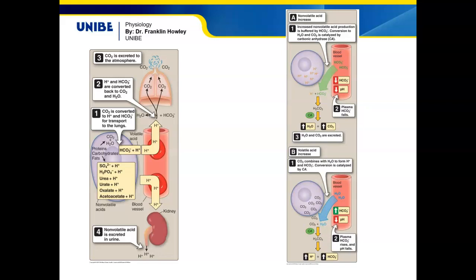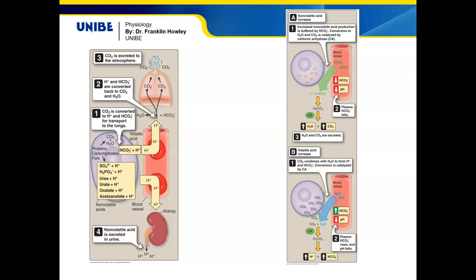And when we have a volatile acid increase, like CO2, CO2 will combine with water to form hydrogen and bicarbonate, and this can be done thanks to carbonic anhydrase. The idea is that we need to remember that CO2 and water can become carbonic acid thanks to carbonic anhydrase, and this becomes hydrogen and bicarbonate by dissociation. And it's the opposite as well: if I have more hydrogen, hydrogen and bicarbonate become carbonic acid, which can be converted to CO2 and water thanks to carbonic anhydrase.